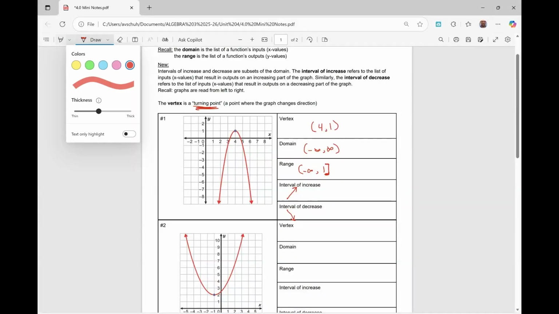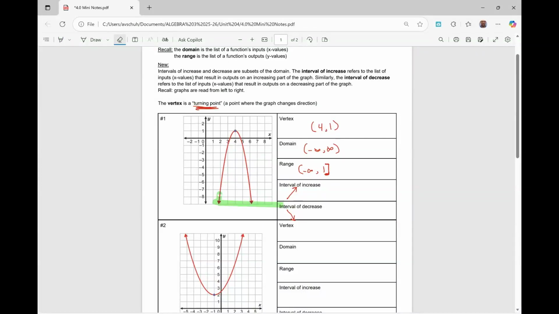Because this first part is going up, I normally like to take a highlighter and draw my interval of increase. I think it's trying to read the graph for us. There we go. Our interval of increase, because as I go from left to right, as I was saying before, I go over one, I have to go up to get to my next point. I go over one, I have to go up to get to my next point again.